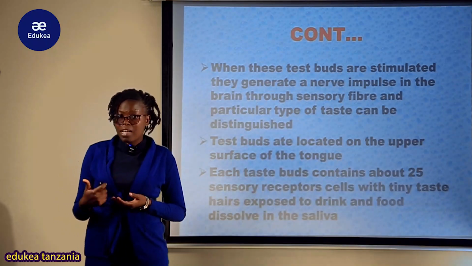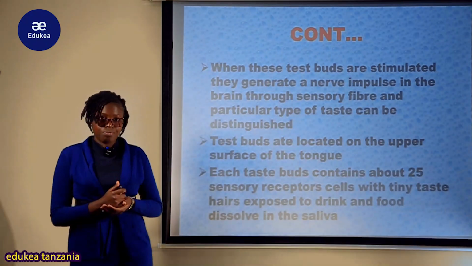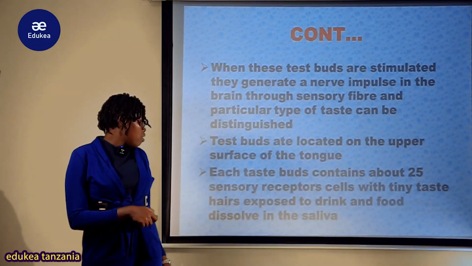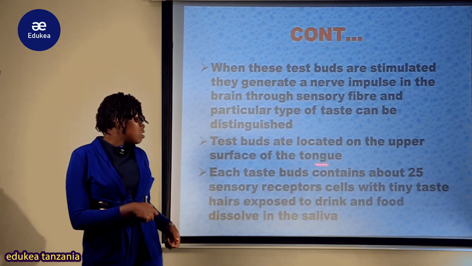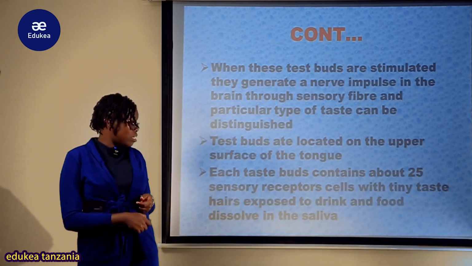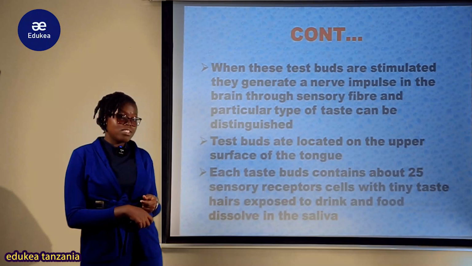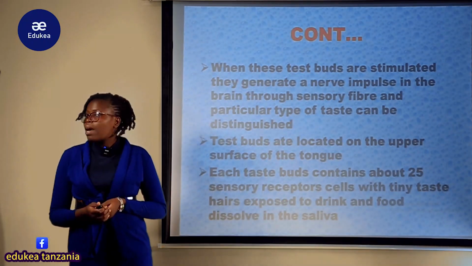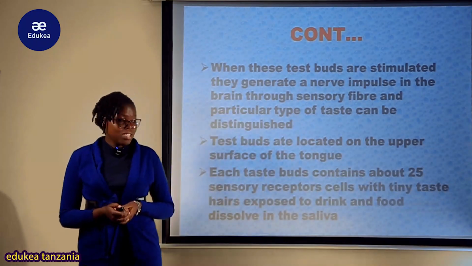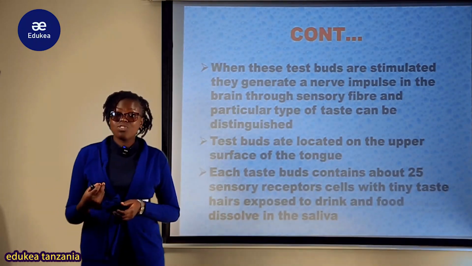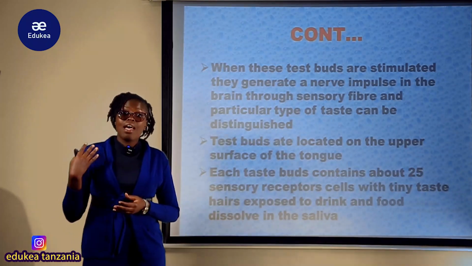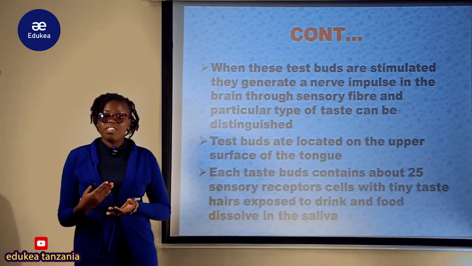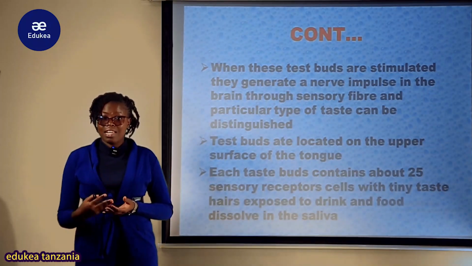So unaona namna gani they tend to adapt fast to the action. So with the tiny tasty hairs exposing to drink and food dissolve in the saliva. Kwa hiyo zinakuwa na this 25 receptors, sensory receptors na tiny tasty hairs. These tiny tasty hairs ambazo na be exposed kwenda kwenye drink. Kwa mfano mtu anapokuwa anakunywa kwa mfano soda, anakunywa maji, anakula chakula, they tend to dissolve the saliva. Nasema kwamba katika tongue kuna saliva, ambayo saliva inasaidia katika softening of the food, hivyo for the easy swallowing. Kuna enzyme katika saliva kwa ajili ya digestion.